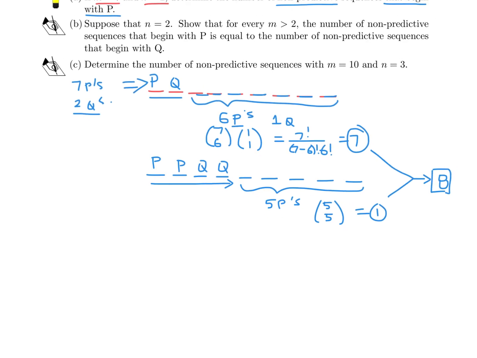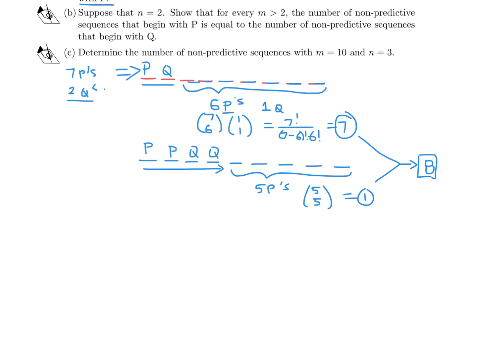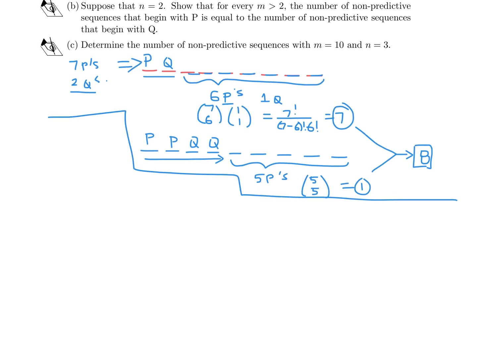Part B. Suppose that n equals 2. Show that for every m greater than 2, the number of non-predictive sequences that begin with P is equal to the number of non-predictive sequences that begin with Q. All right. Okay, so let's see what we can do here.